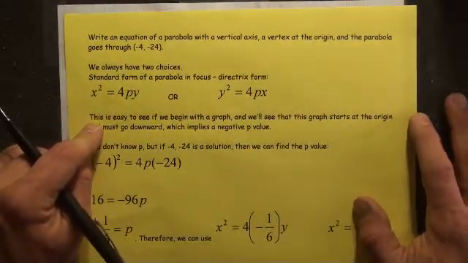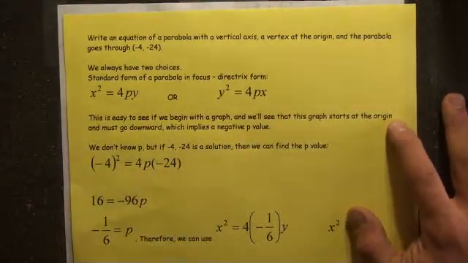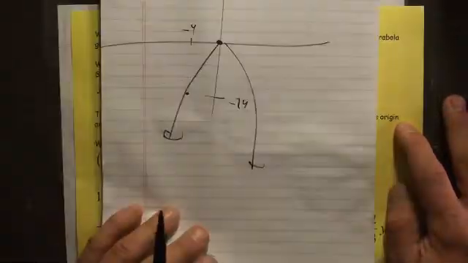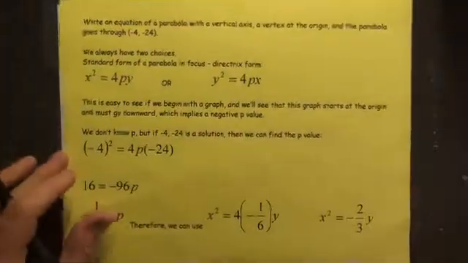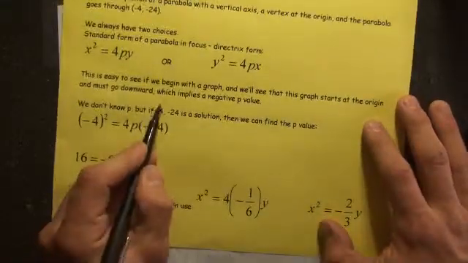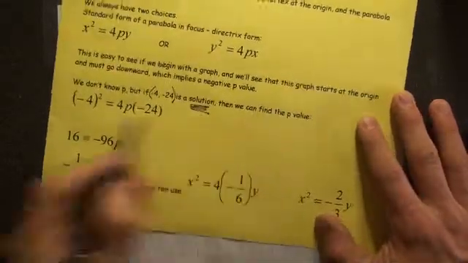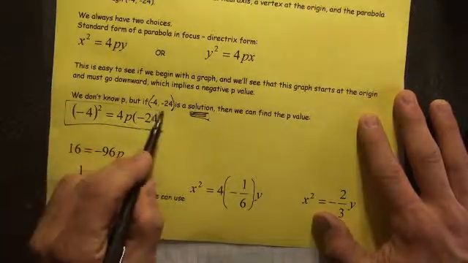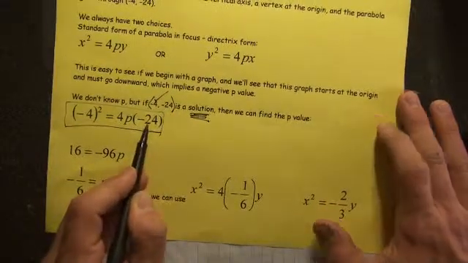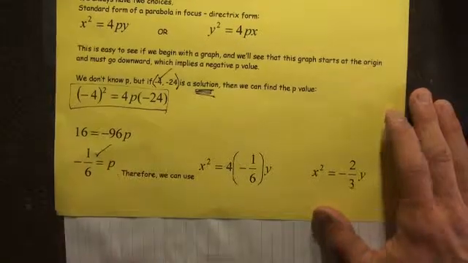So here we go. This is easy to see. It must go downward, which implies the P value is negative. Whoa! A picture tells 1,000 words. In this case, at least a few. Now, we don't know P, but if -4, -24 is a solution, then we can find the p-value by solving this equation. What did I do here? I plugged -4 in for X, -24 in for Y. P is -1/6 after doing the calculations.